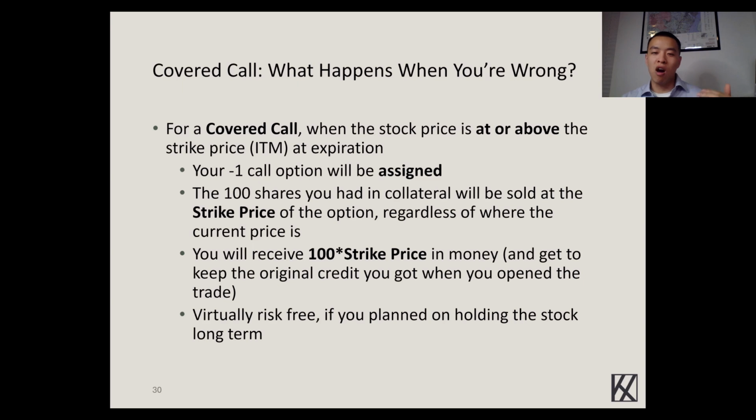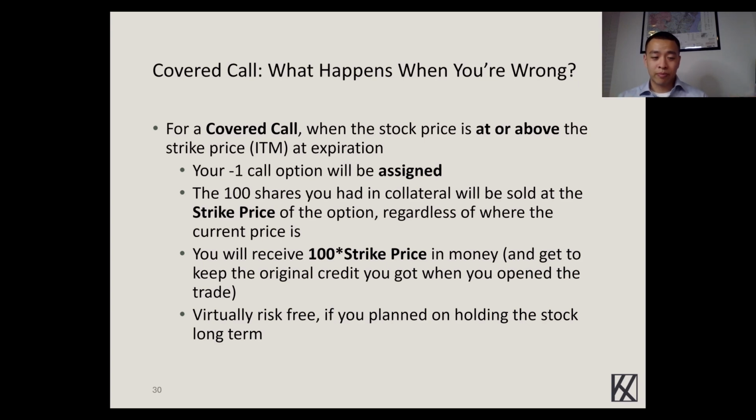So if you're wrong, that means the price goes up. It goes above your strike price. We don't want that to happen, but let's say it does. So for a covered call, when you're wrong, that looks like the stock price being at or above your strike price at expiration. Okay? What happens when you're wrong? Don't be afraid. Nothing too bad happens.